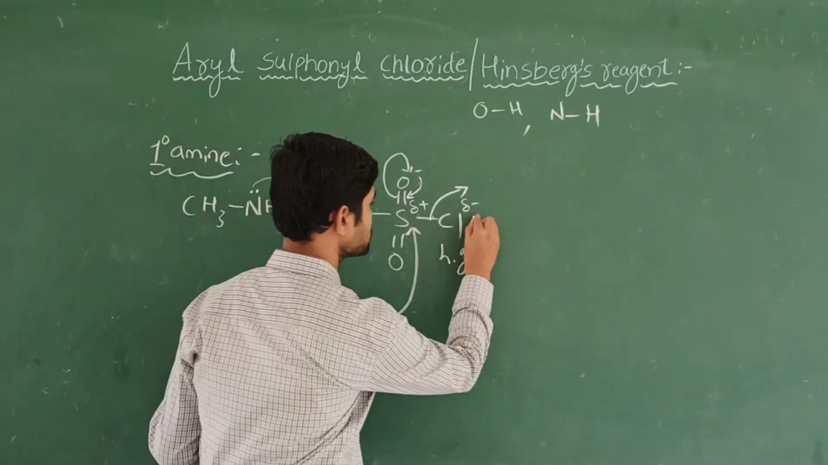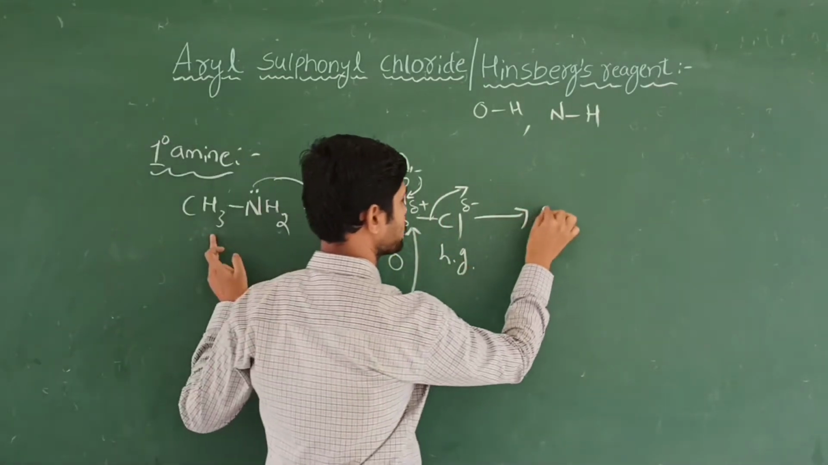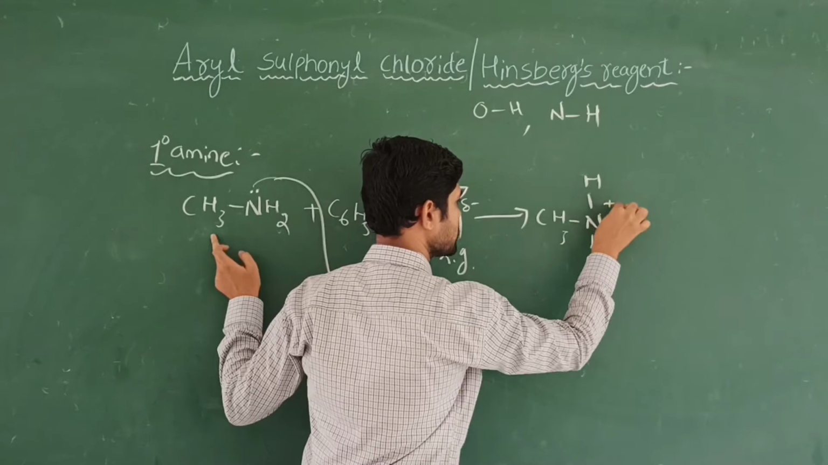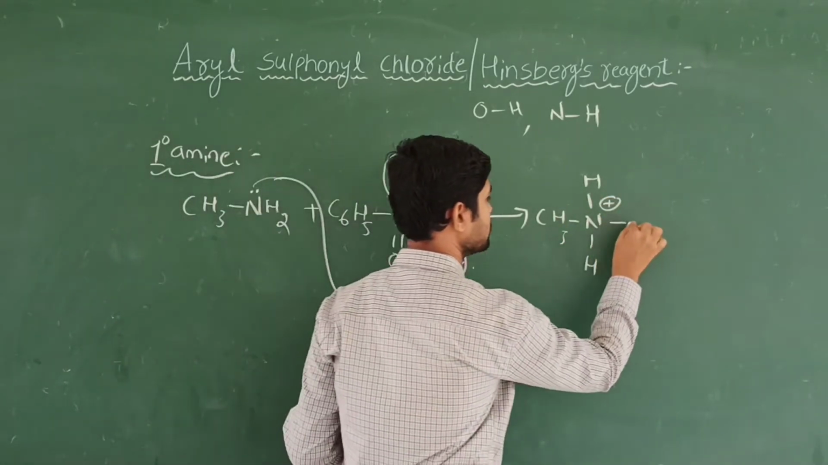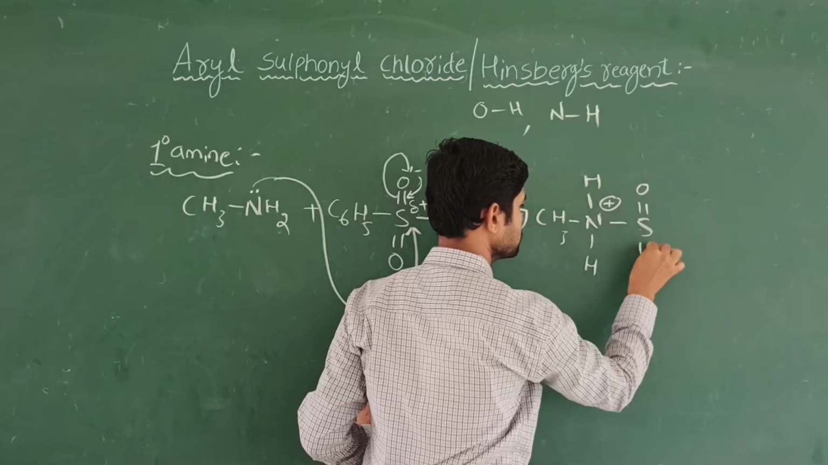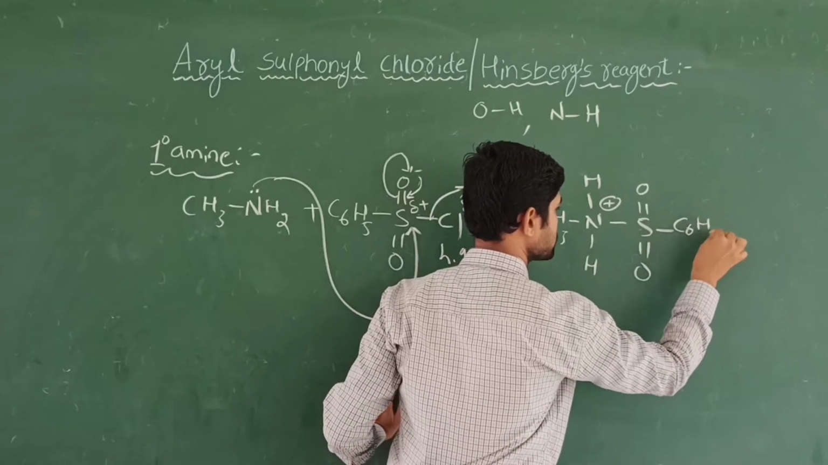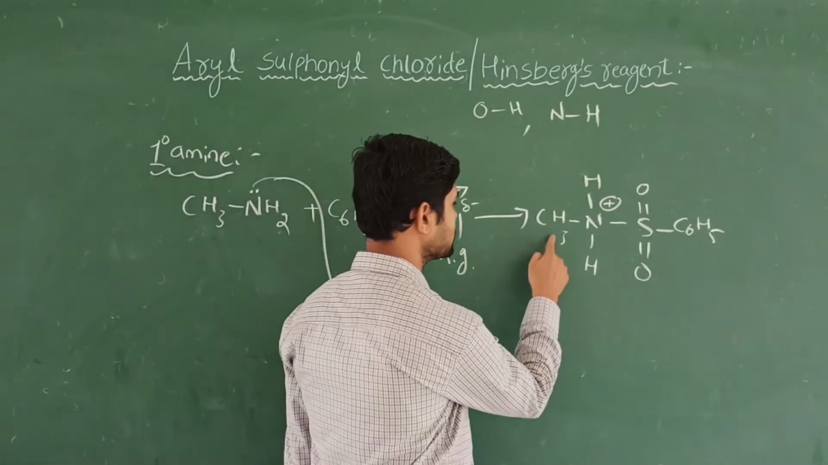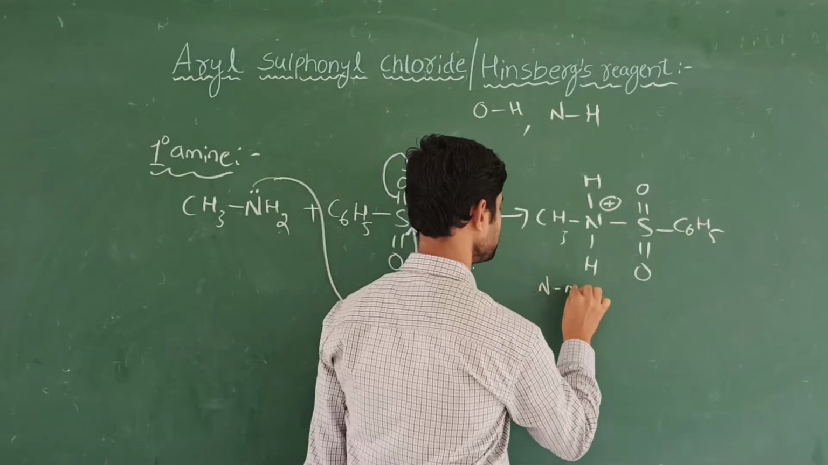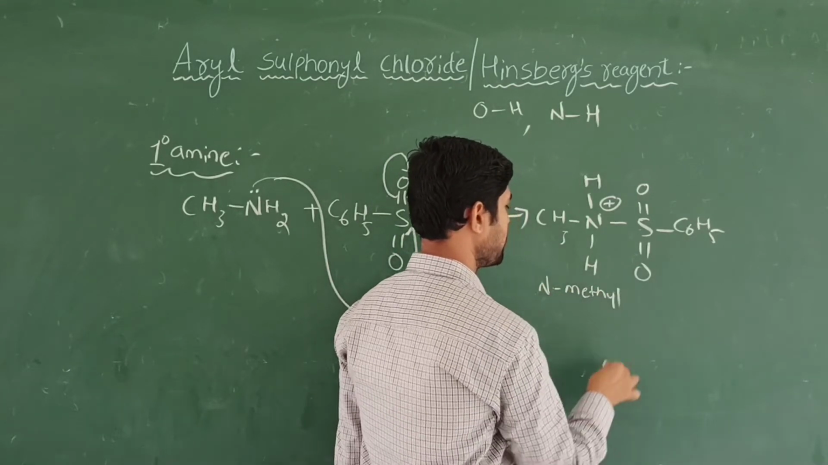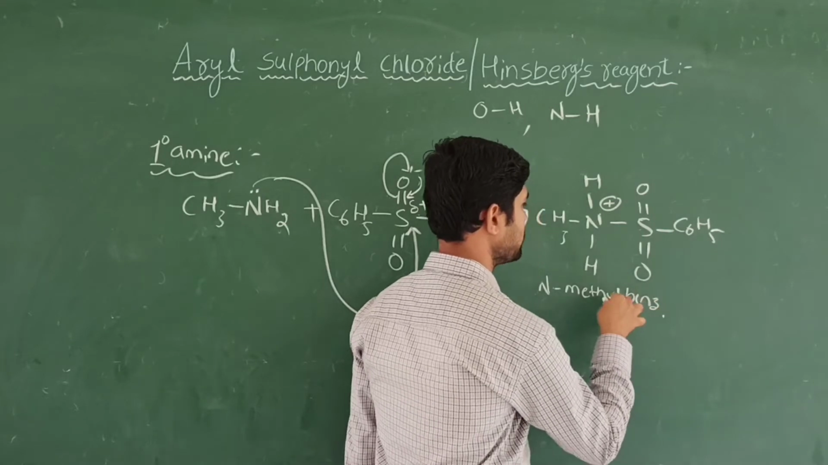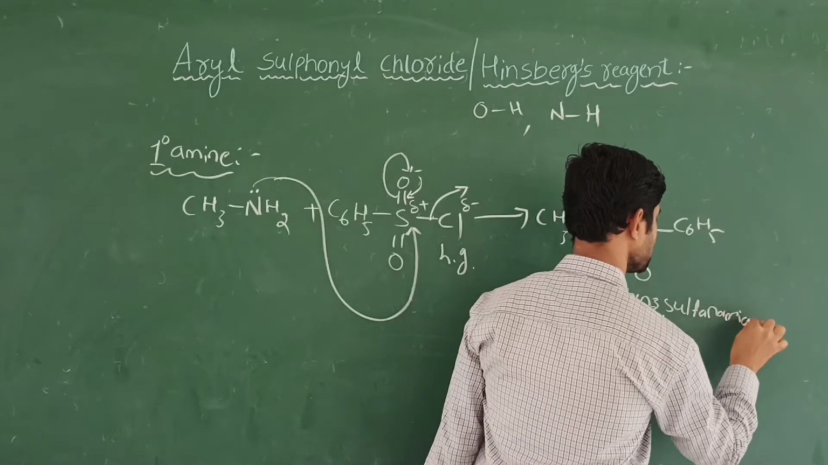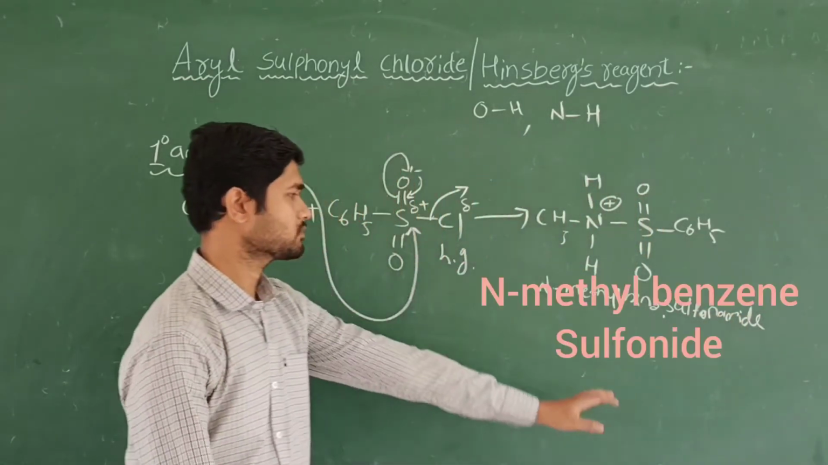What happens after this elimination? Now I write the CH3 group as it is, and the nitrogen has 2 hydrogen atoms and a positive charge because of the new bond formation with the sulfur, and the remaining C6H5. This is called a sulfonamide, benzene sulfonamide, and its name is N-methyl benzene sulfonamide.